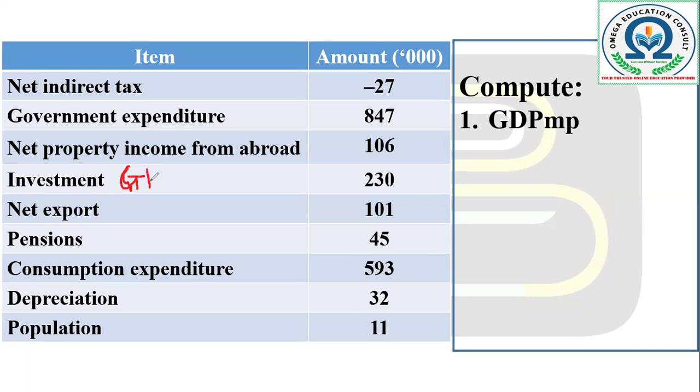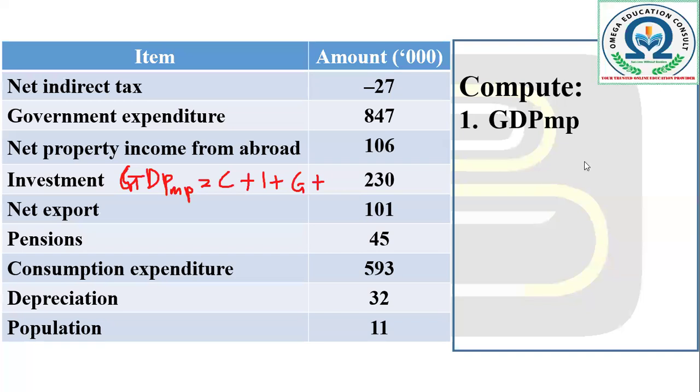So GDP MP. You realize that we have consumption expenditure plus investment expenditure plus government expenditure plus exports minus imports. Now take note that there is no export and there is no import in this data. And that explains why you need to omit this part and then you have to add.